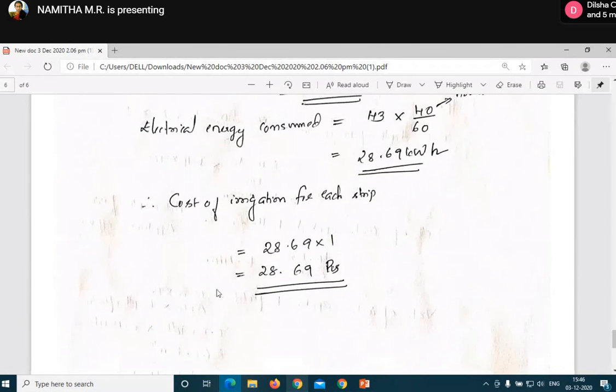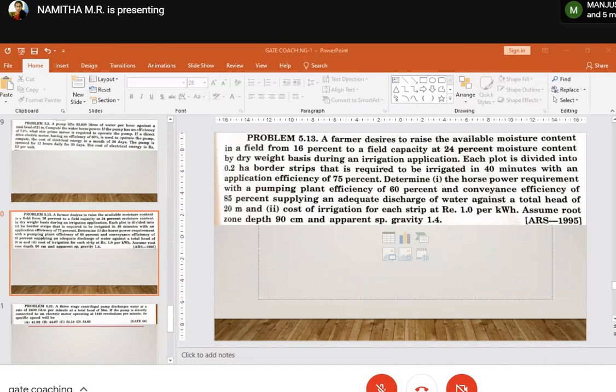Now the cost of electricity is given as 1 rupee per kilowatt hour. So the total cost is 28.69 rupees for one time irrigation. So this is the answer for this. I hope you got it. Any doubt?